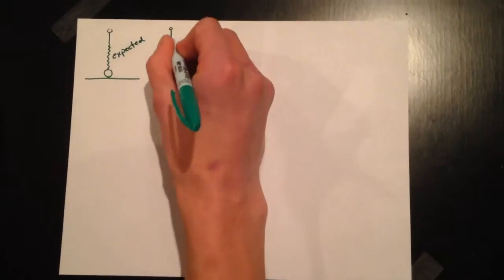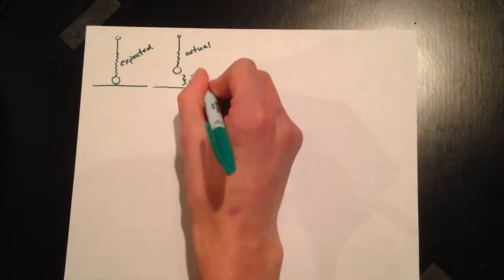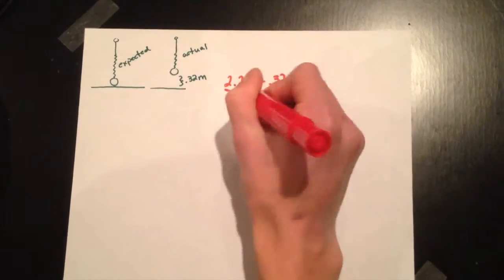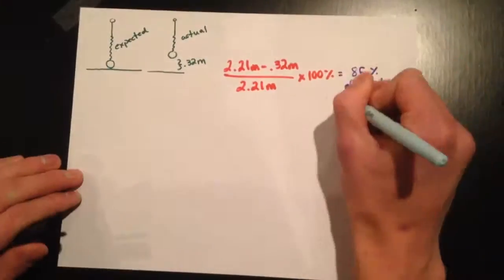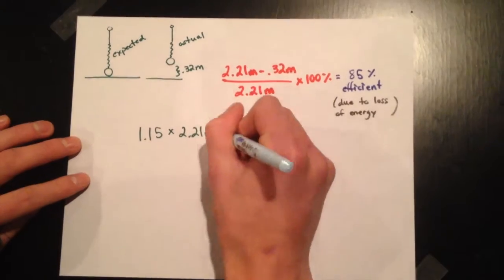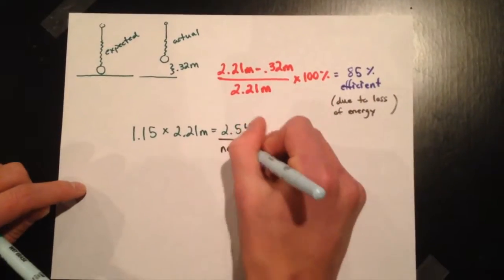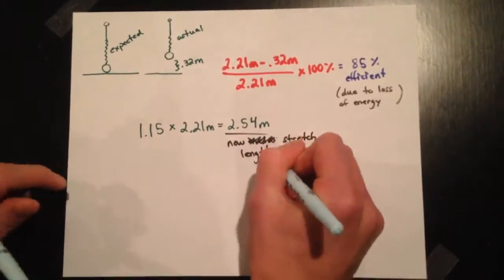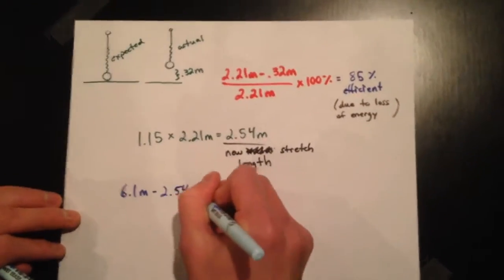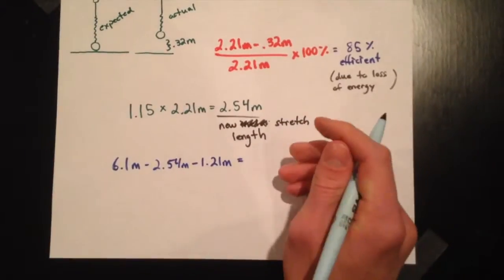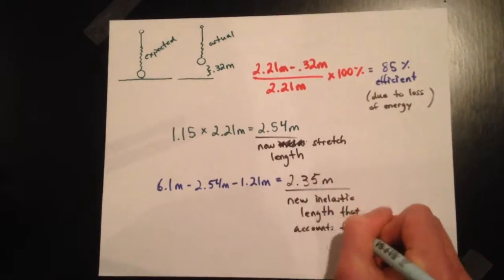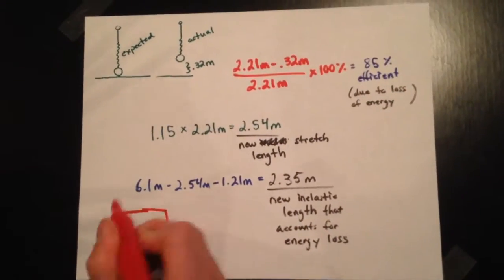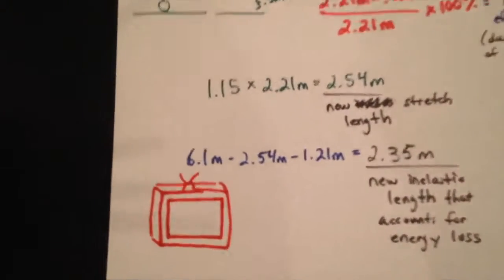It turns out it didn't drop all the way. In fact, it came about 32 centimeters short. This was about 85% of our calculated or expected value. Now, taking this 85% into consideration, we can just adjust our calculations and come up with a new stretch length that accounts for the loss of energy, or the 15%.